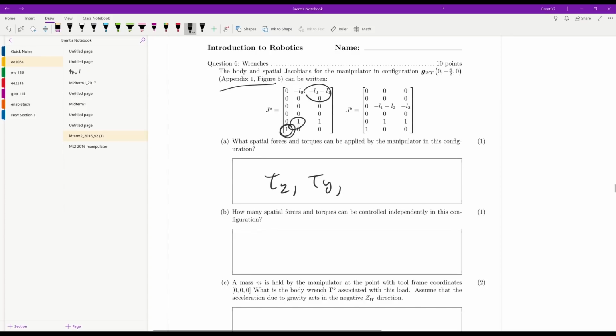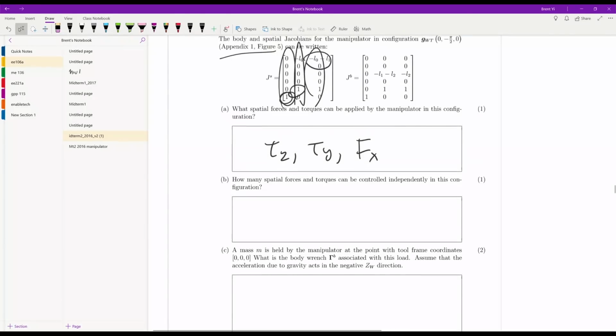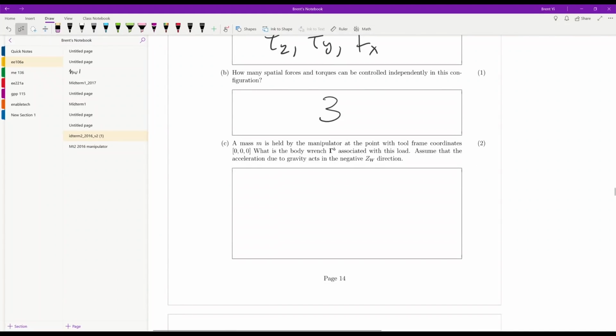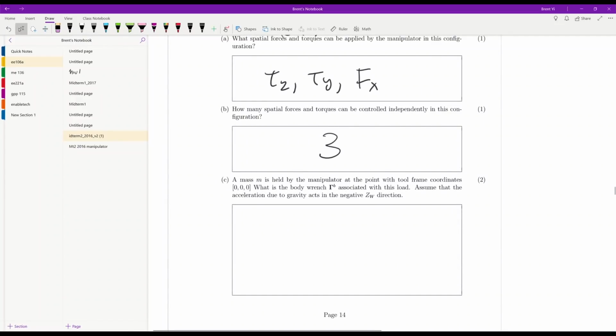We also see that these three are linearly independent, so each of these terms can be controlled independently. And so when it asks how many of these forces and torques can be controlled independently, we can just write 3. Cool. Part C says that there's a mass m held by the manipulator at the point with tool frame coordinate 0, 0, 0. That's just the origin of the tool frame, and it wants us to find the body wrench that's associated with this mass.